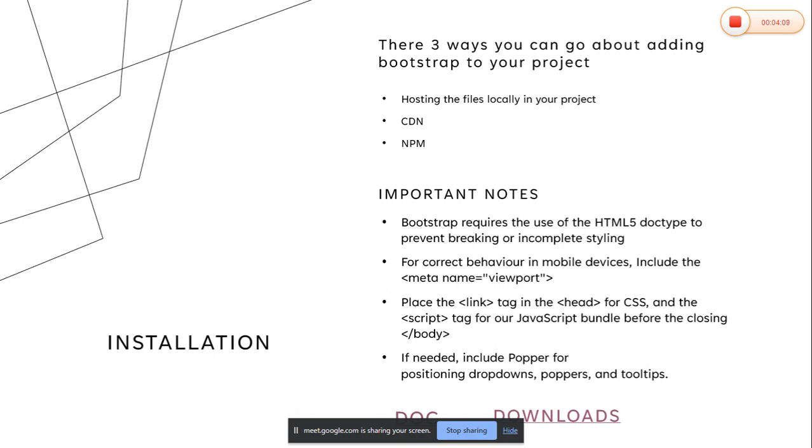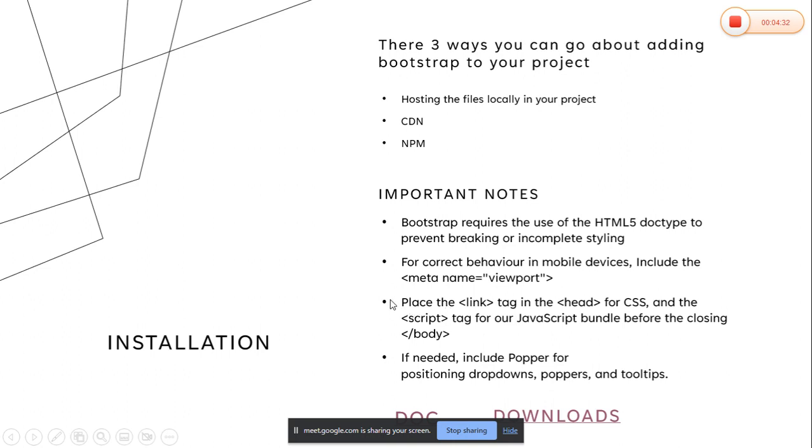The example we're doing today, we'll be using the CDN method, which is the content delivery network method. Just copy the link and then add it into your project. That way you don't need to download the files locally on your system. It also helps to reduce the size of your total project.